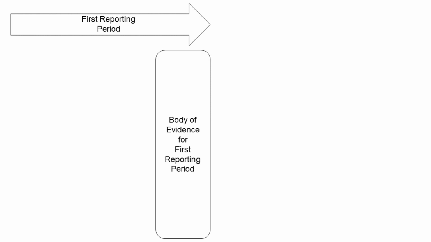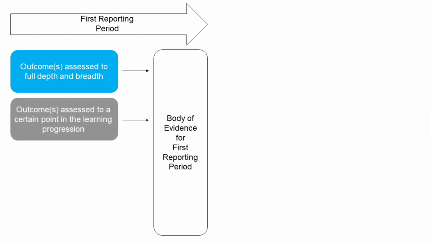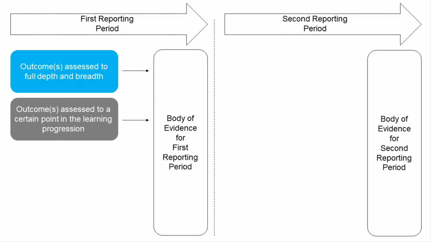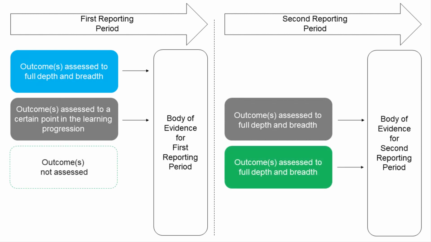In December-January, the body of evidence may include outcomes that have been assessed to their full depth and breadth, as well as outcomes that have been assessed only to a certain point in the learning progression. In June, all outcomes that are reported on will have been assessed to their full depth and breadth. This would include both outcomes that spanned the entire school year and those taught only in the second reporting period.